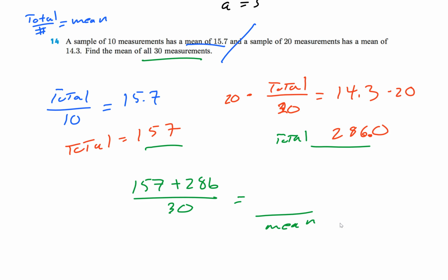That's the idea, right? So over here, for this one, let's find the total of that one. Total over 10 equals 15.7, multiplied by 10, you get the total of the 10 measurements. Same concept over here. Total over 20 equals 14.3. Multiply by 20, you get the total of the 20 measurements. Add those two totals up, divide by 30, and you get the mean for the whole thing.